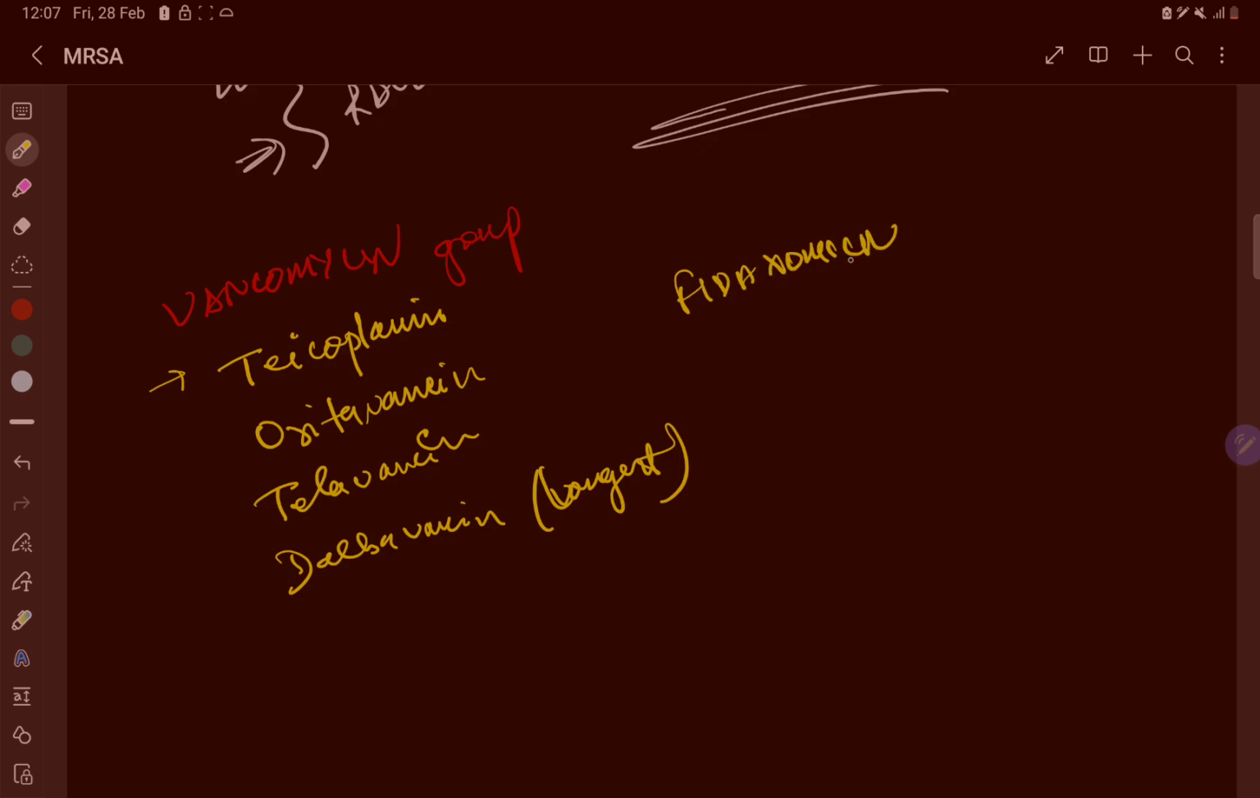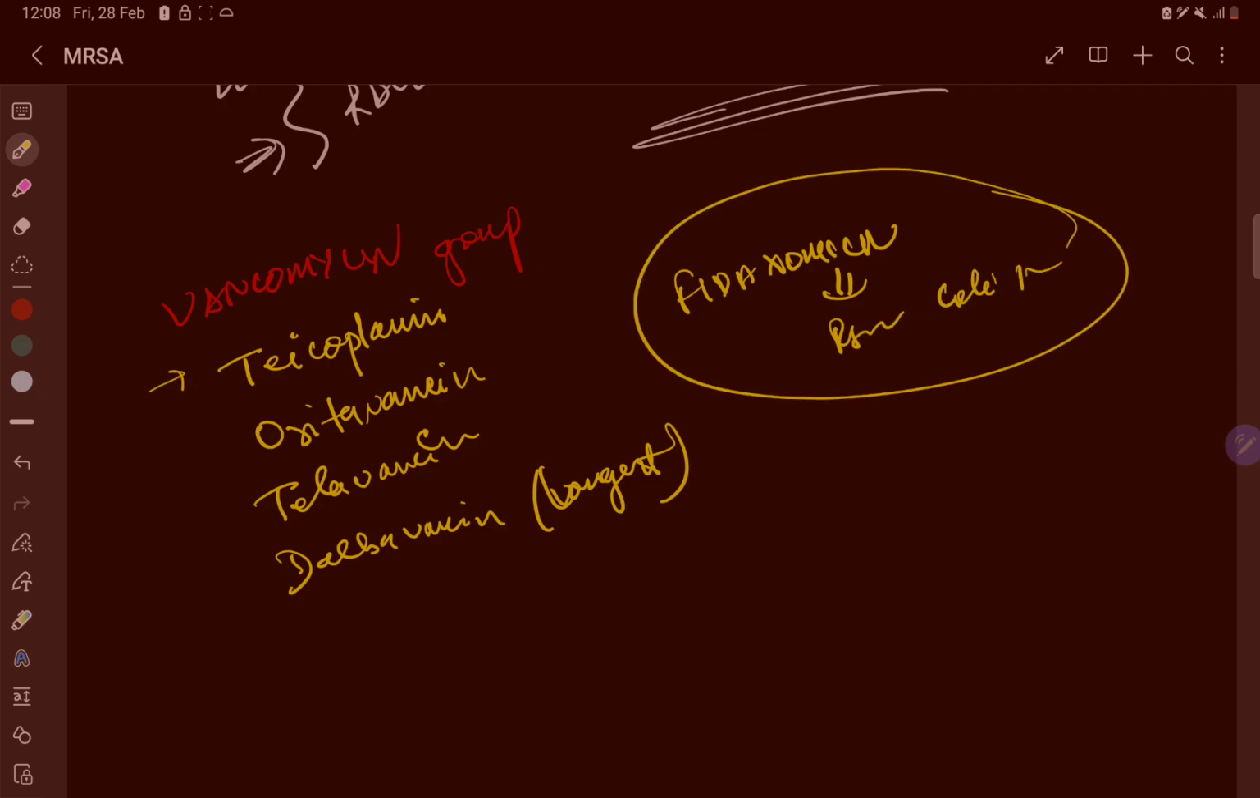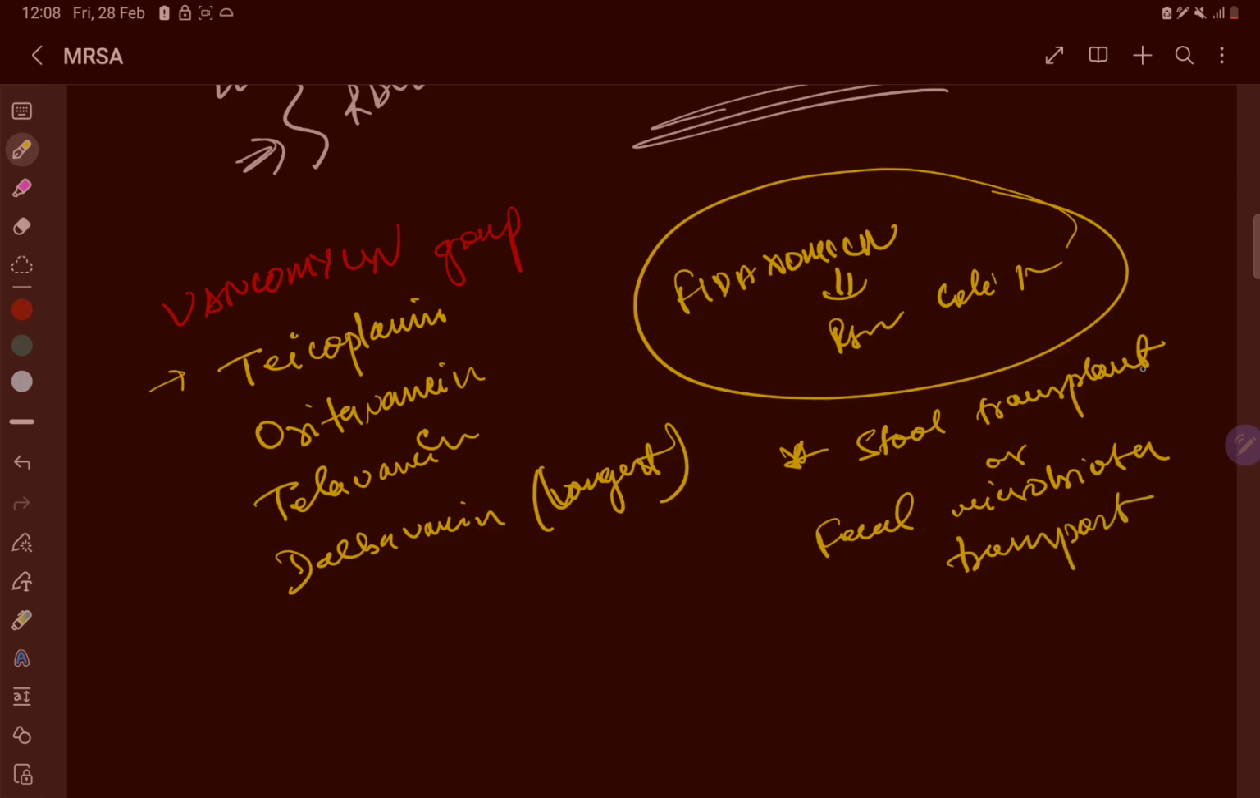Fidaxomicin is used for the treatment of pseudomembranous colitis. It's a new drug, fidaxomicin. Okay. Also very important, stool transplant, or the better term we can say fecal microbiota transplant, is also practiced in case of pseudomembranous colitis. मतलब पूरा गट का बैक्टीरिया को चेंज कर दिए, right?